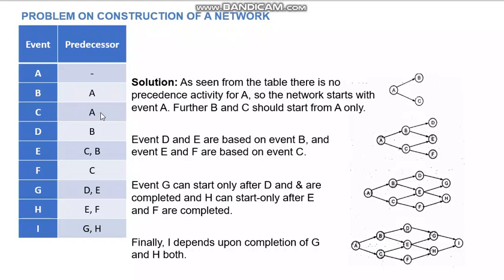Okay, like that. Actually, we don't draw networks with events, we will be drawing with activities. But anyway, this example is given like this. Let us see how to draw the network. Now, how will we start? As seen from the table, there is no predecessor activity for A. So the network starts with event A.